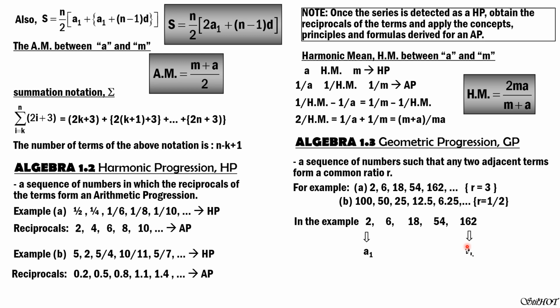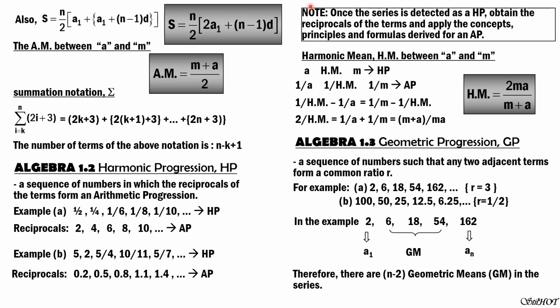And between first and last are geometric means. So therefore, same as in arithmetic progression, there are n minus 2 geometric means in the series. So there are n minus 2 geometric means in the series. So the geometric mean is denoted by g sub n.